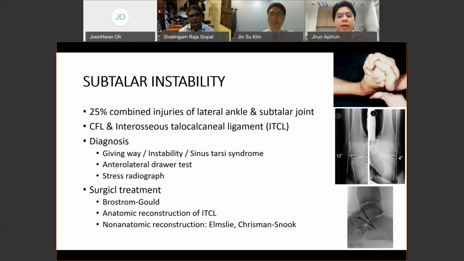The surgical treatment can be done by the Broström-Gould or the anatomic reconstruction of ITCL, or non-anatomic reconstruction by Elmslie or Chrisman-Snook to stabilize the subtalar joint. However, the non-anatomic one is not popular because of the complications, over-constrained stiffness, and leading to osteoarthritis. Next slide, please.